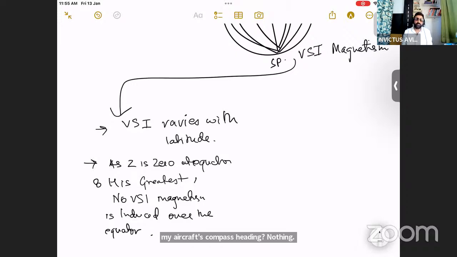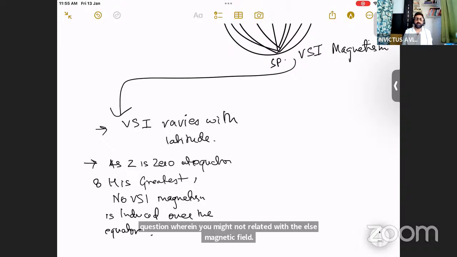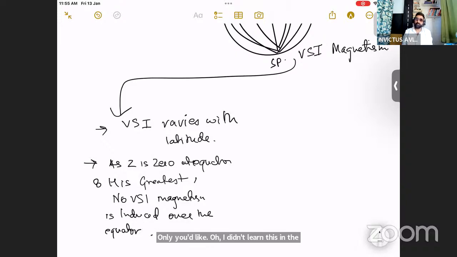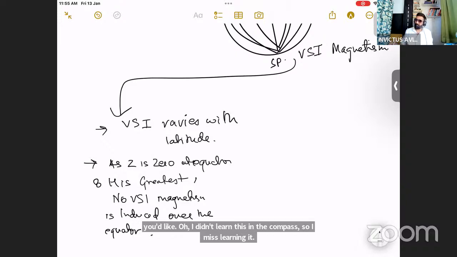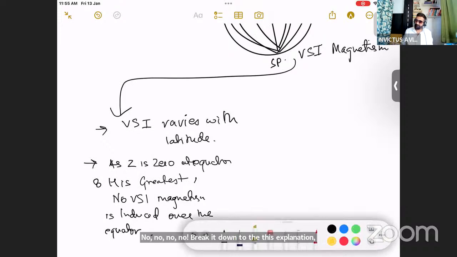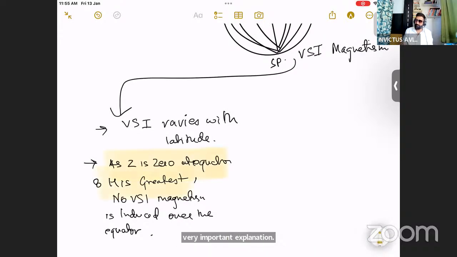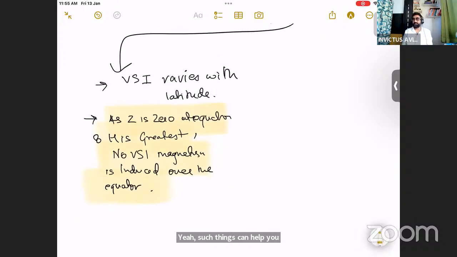They can make you ask a question wherein you might not relate it with the Earth's magnetic field only. You'll be like, oh, I didn't learn this in the compass, so I missed learning it. No. Break it down to this explanation. Very important explanation here. Such things can help you score better in your future airline interview group discussion sessions also. Now, multiple rounds for airline interviews. This knowledge is what they will ask you primarily.